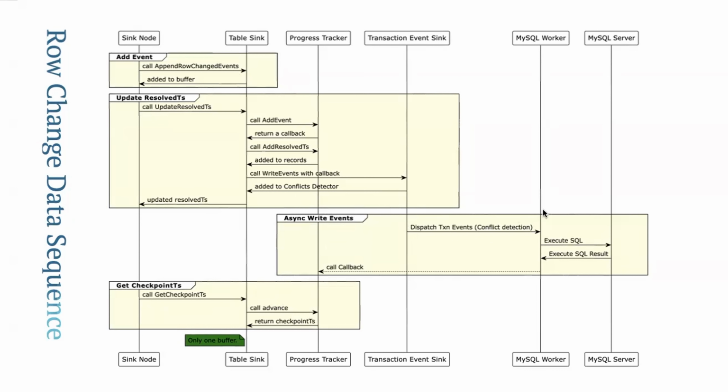Because here we probably have a bunch of MySQL workers, so we also write the data concurrently. We need to make sure we can calculate the write progress of a table. So we introduced a new structure called a progress tracker.